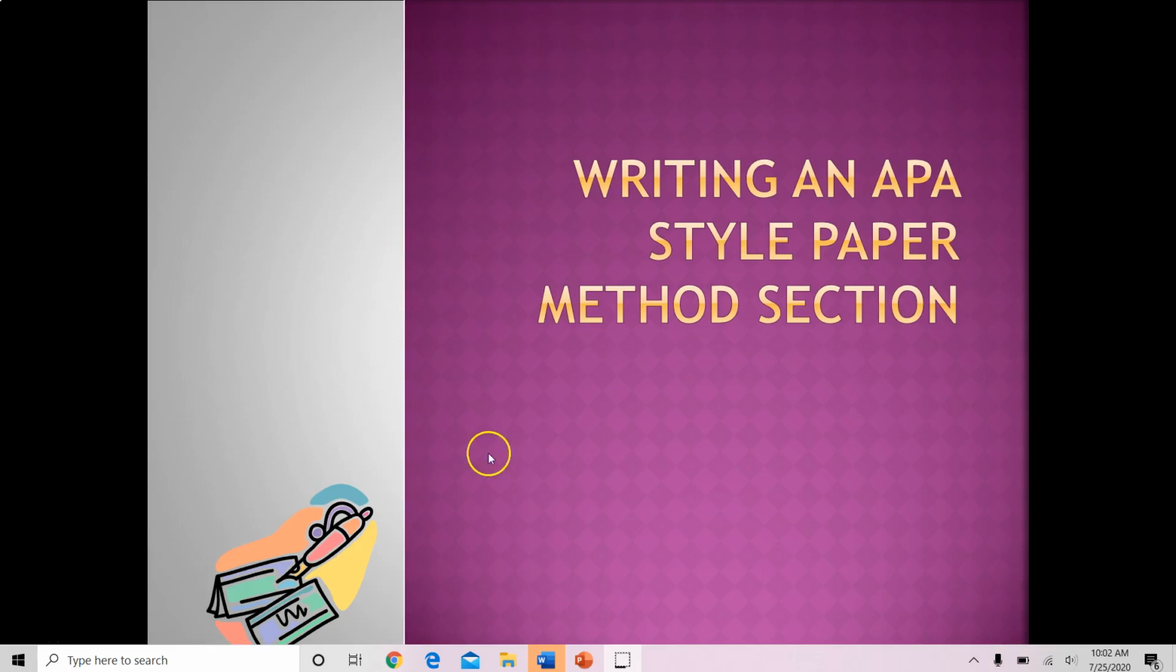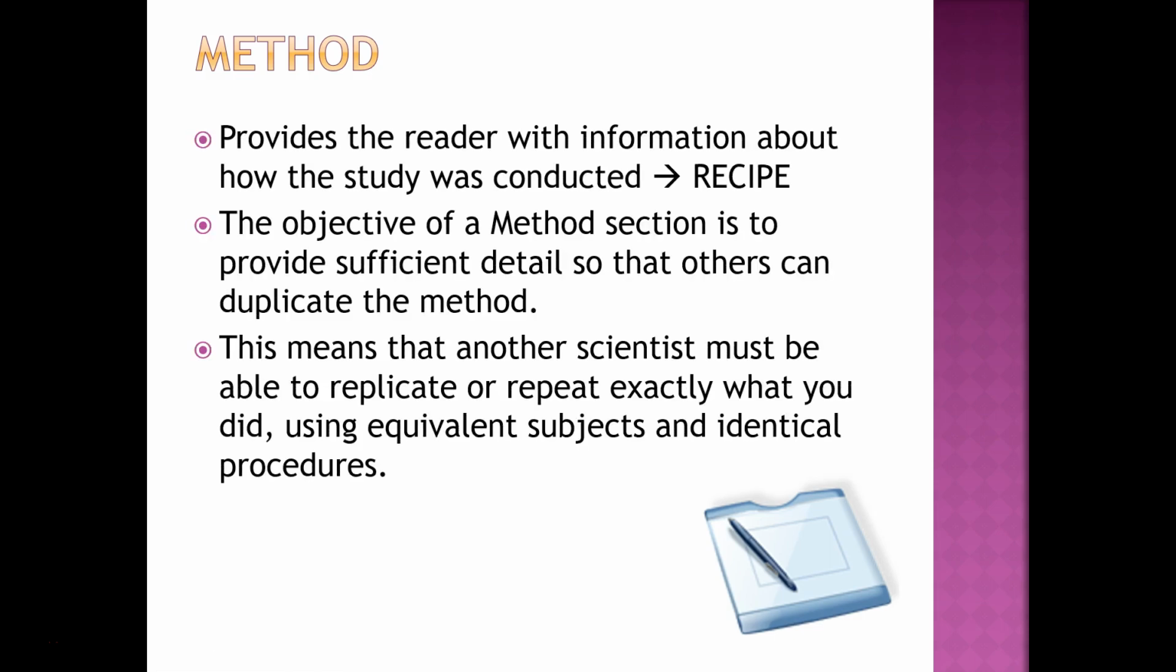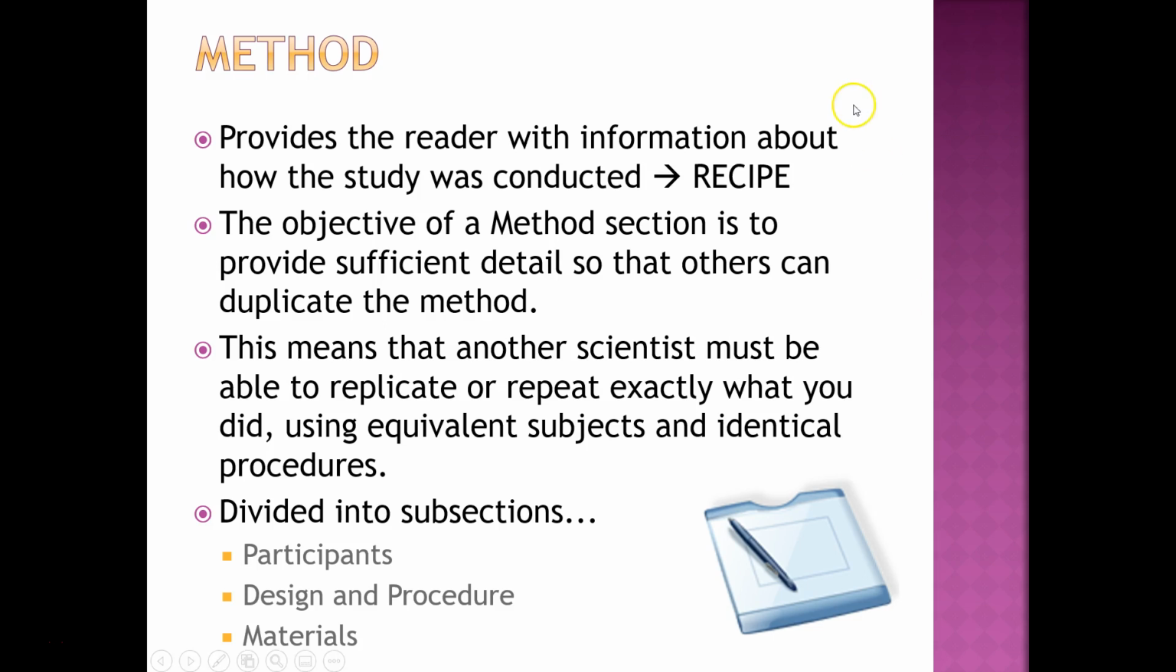Well, hello again, everybody, and today we will be talking about how to write the methods section of an APA style paper. And the methods section comes after the introduction and describes the methods that we used to do the study. So the methods section's goal is to provide the reader with information about how the study was conducted.